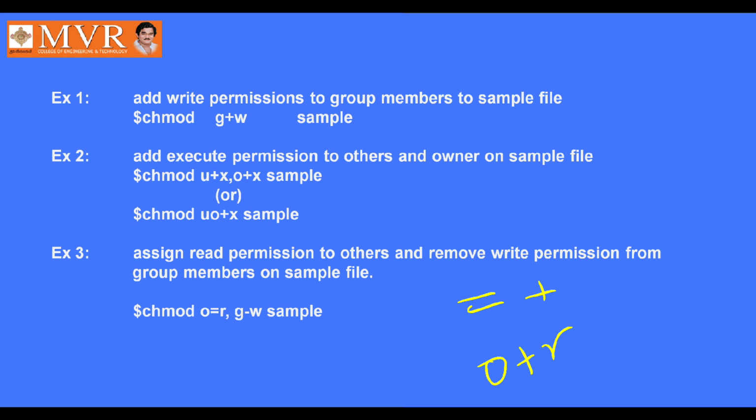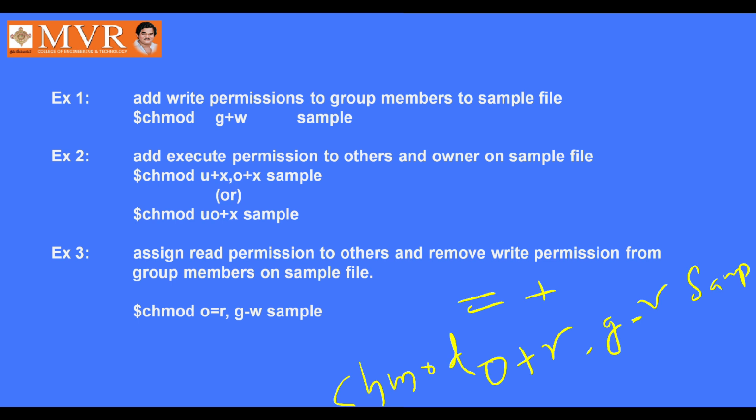And at the same time remove write permission. So what we need to do? We need to remove the write permission. So write permission is denoted by w. To remove means use the subtract symbol. To whom we need to remove it? Group members. Group members are represented by g. So use chmod o plus r comma g minus w to the file sample. So in this way you can use the chmod command to assign or add or remove any file permissions available.